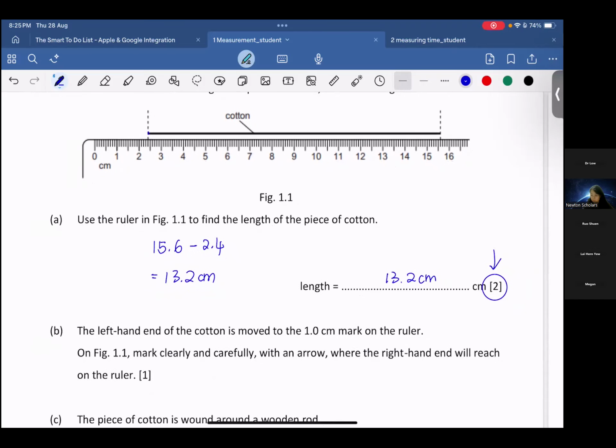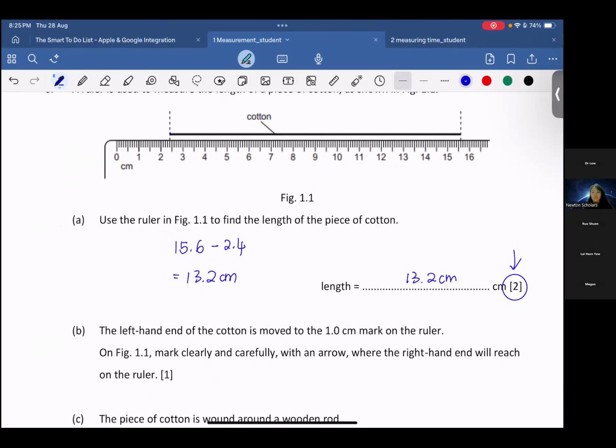How about others? Are you able to solve it, or do you struggle with this question, because only 2 students typed your answer? Okay, so I think it should be fine.